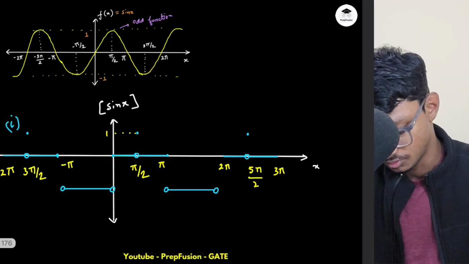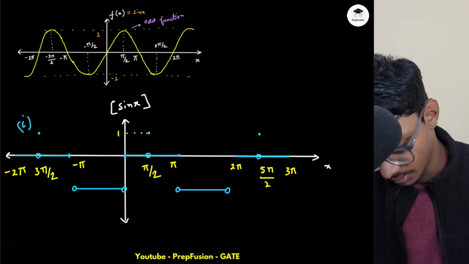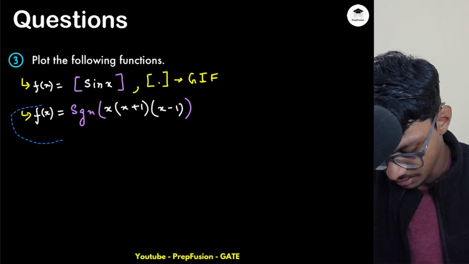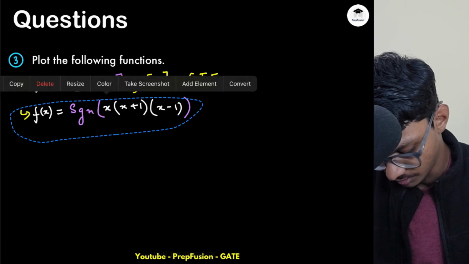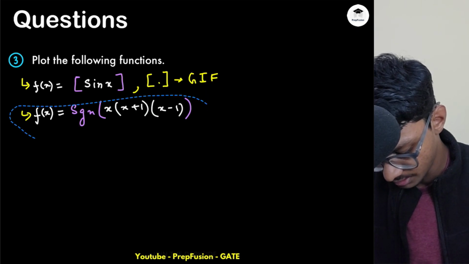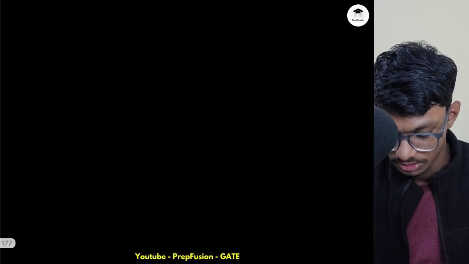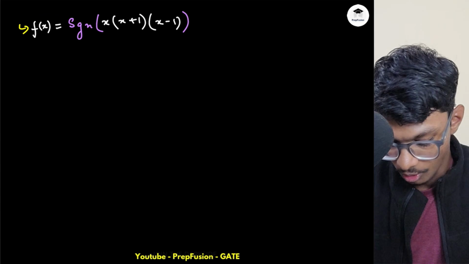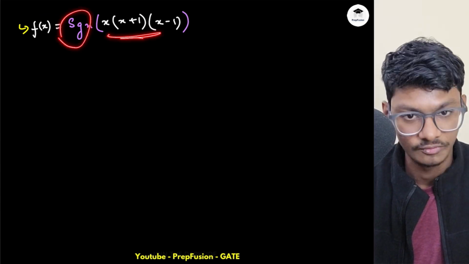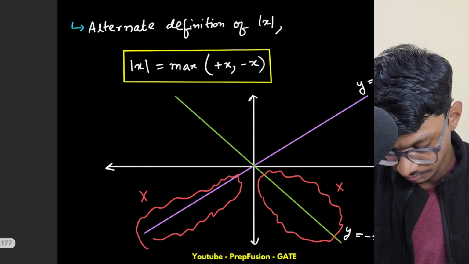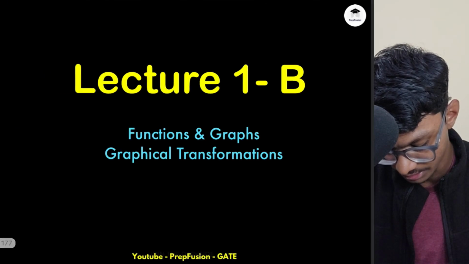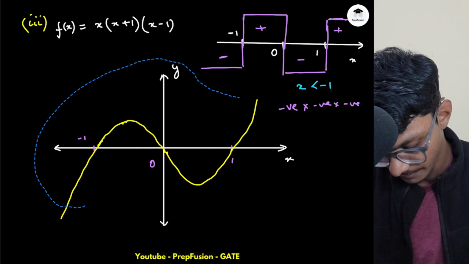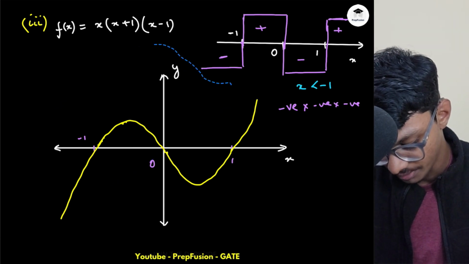Let's go to the next question. So the next question is the Signum function of x into x plus 1, x minus 1. This thing we have already done. The difference is that we have plotted the exact plot for this, but we haven't plotted Signum of this. So where is the exact plot? The exact plot is here only. Or we can copy this same analysis.